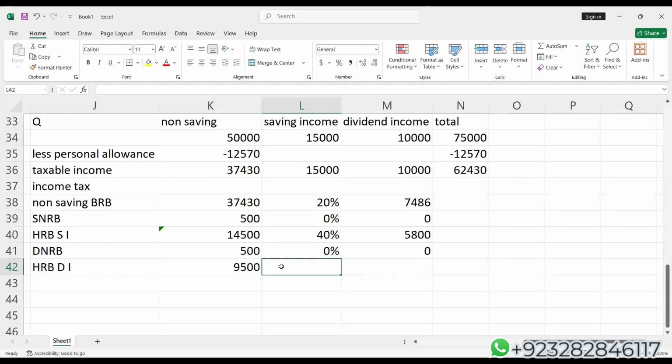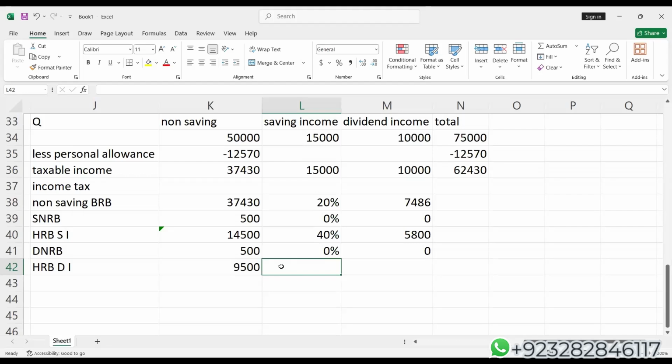Students, for the dividend income, if the dividend income falls in the high rate band, the applicable income tax rate is 33.75%, and these tax rates will be given to you in the exam. If dividend income falls in the basic rate band, then the applicable income tax rate is 8.75%. If dividend income falls in the additional rate band, then the applicable income tax rate is 39.35%. There's no need to memorize these rates. They will be given to you in the exam in tax rate sheets.